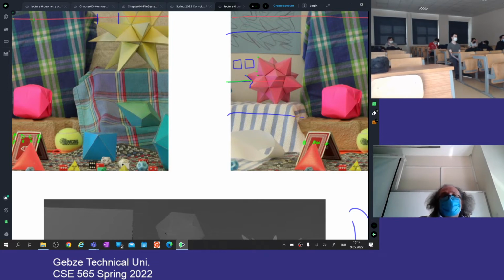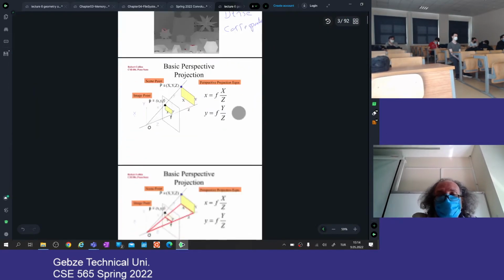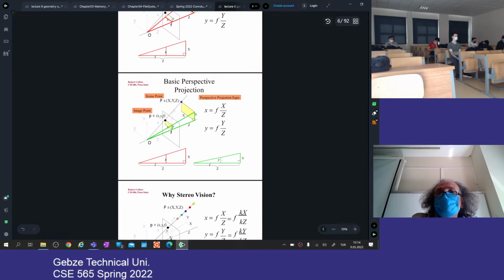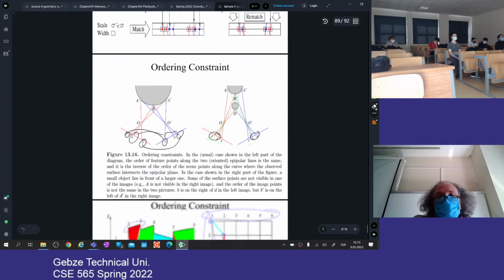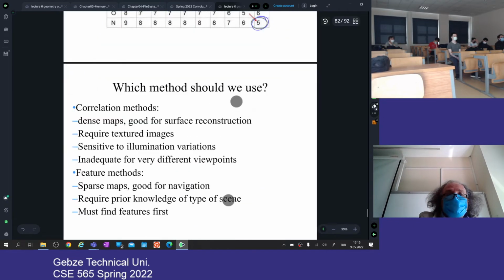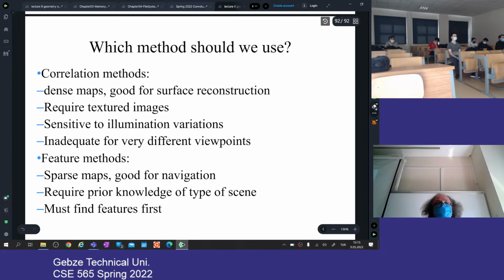Okay, so maybe you can find these kind of solutions to your problem. It will not be as elegant as the original solution, but it will be better than doing nothing, right? So, which method should we use? Dense maps or the feature-based maps? Okay, depends on your data, depends on your application.